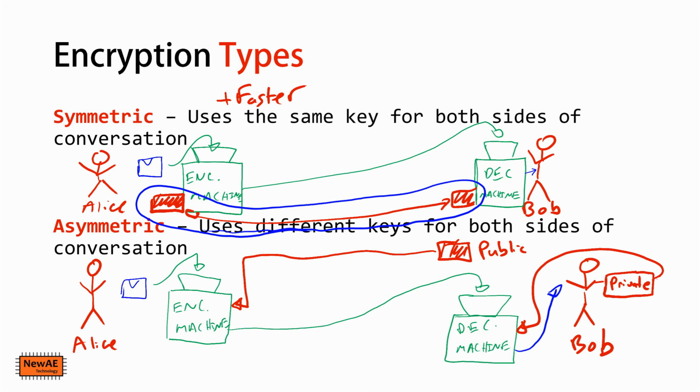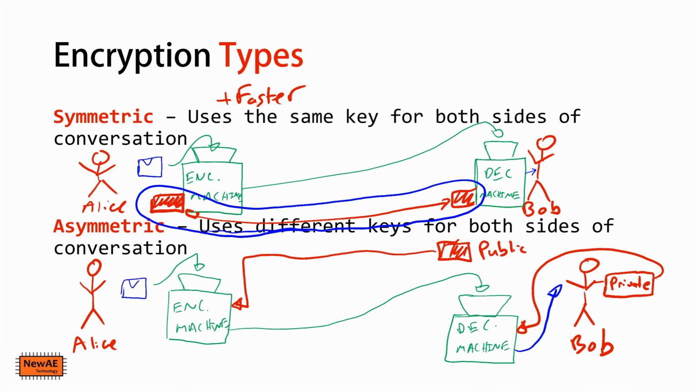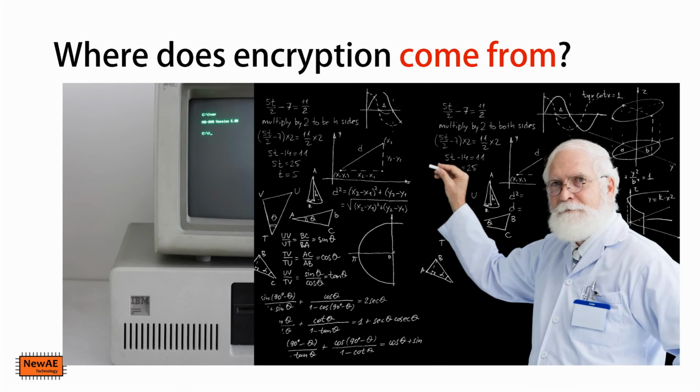And again, with all of them, we have this idea of the plain text as the input, or the information in a useful form. Ciphertext is once it's been encrypted, and the secret key is what is mapping the plain text and ciphertext in some sort of form, in combination with the algorithm. So where did these algorithms come from? Obviously, it's very difficult to correctly produce one.